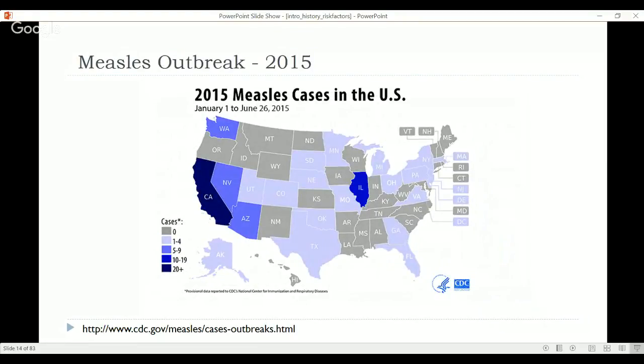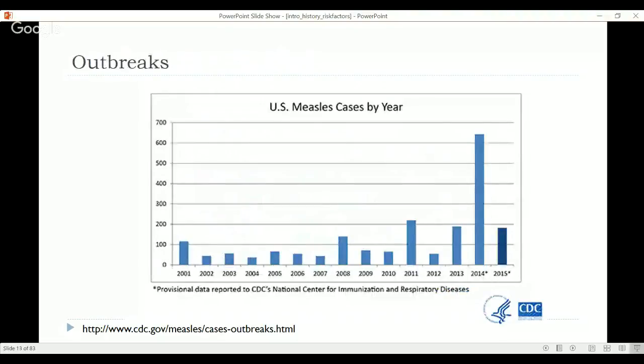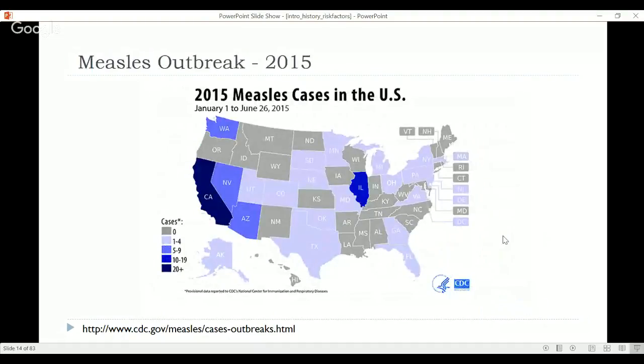So we also had an outbreak of measles in 2015, and this one was all over the news. Some of you may recall hearing about it. There was a total of maybe 200 cases. Let's look back at the graph. Yeah, a little under 200 cases. And this outbreak was actually linked to an amusement park in California.